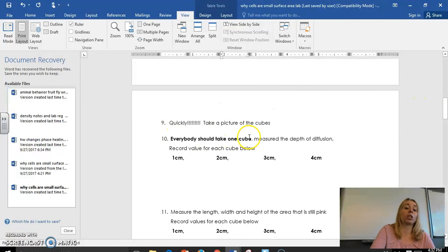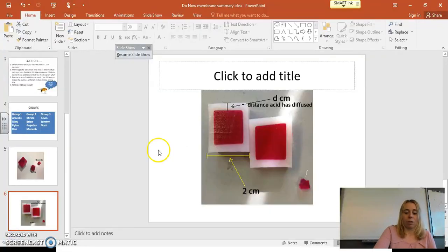everyone should take 1 cube, and you're going to measure the depth of diffusion. I'm going to show you what that means. The depth of diffusion is the distance from the beginning of the cube, through all the distance that it's turned white, to where it starts to turn red. So you're going to take a ruler and measure the distance from the end of the cube to where it is no longer white anymore. It has not turned white. That is how you're going to measure the distance diffused.